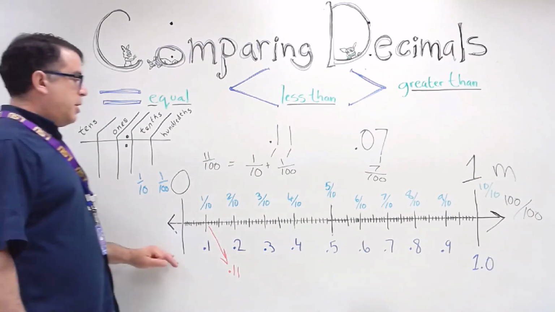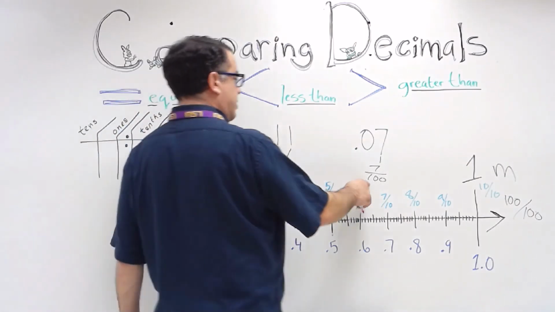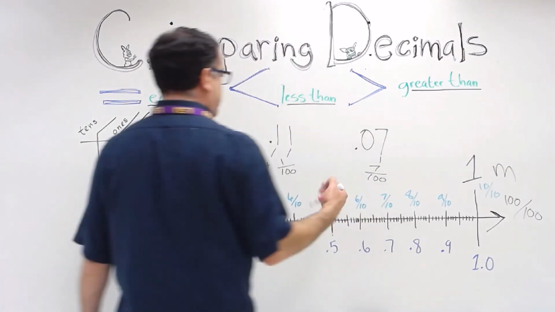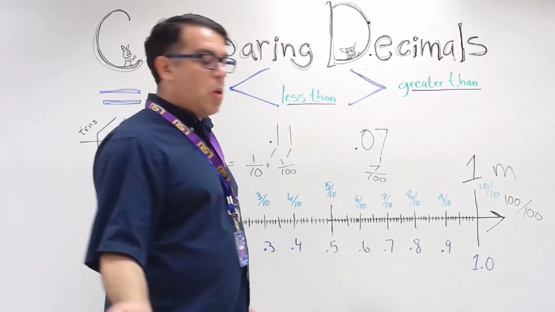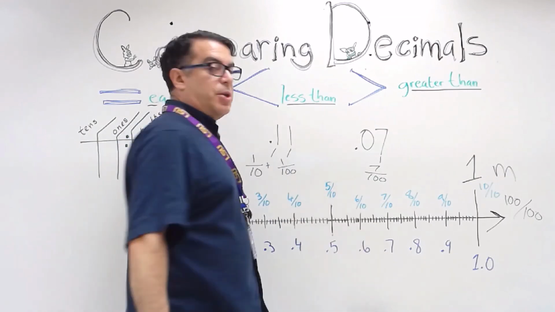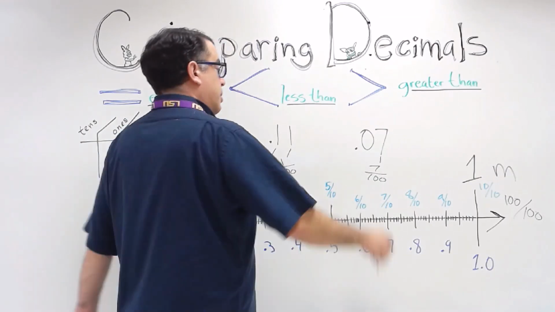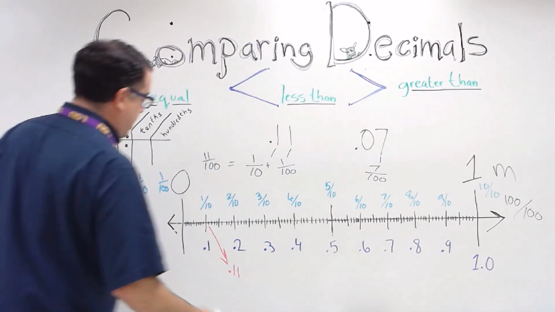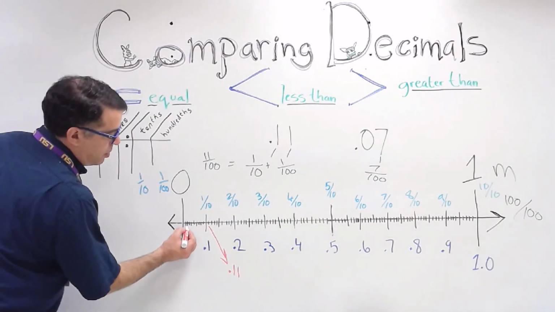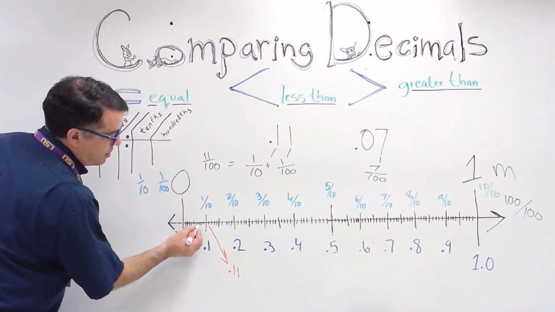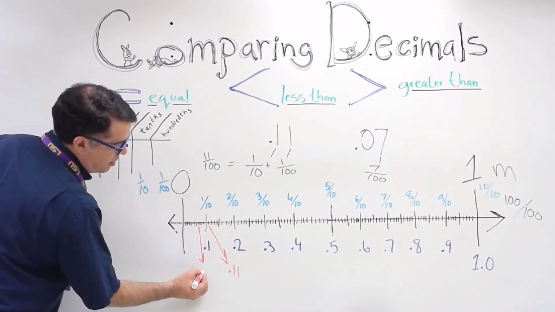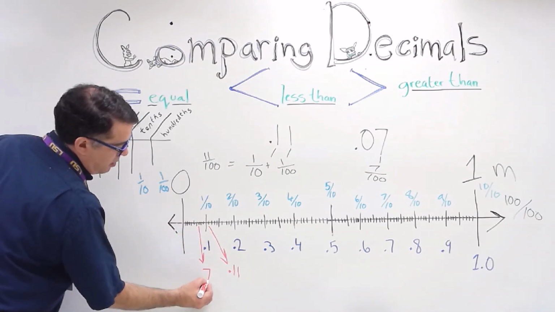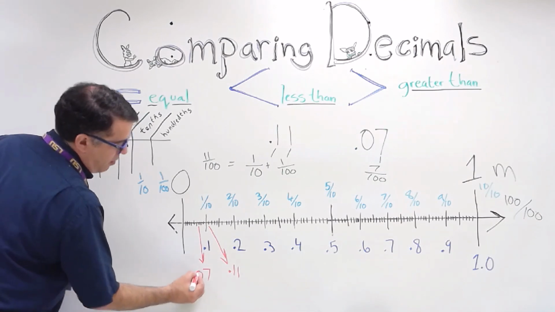Way at the beginning over here. Now, where is 7 hundredths? Well, you would think, well, that's 7 is way over here, but no. 7/10 is over here. But 7 hundredths is actually 1, 2, 3, 4, 5, 6, 7. 7 hundredths is actually right there.